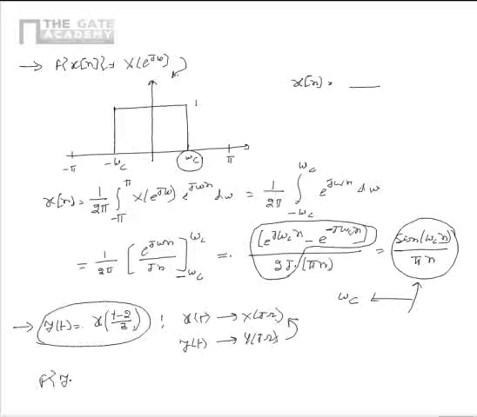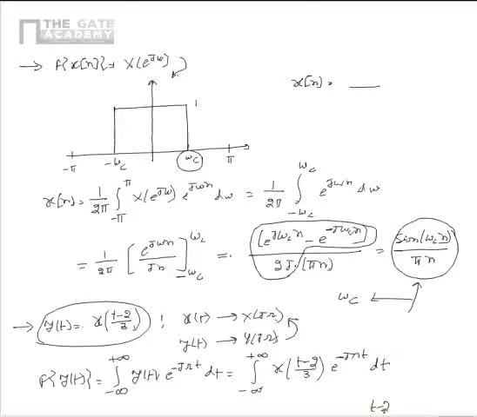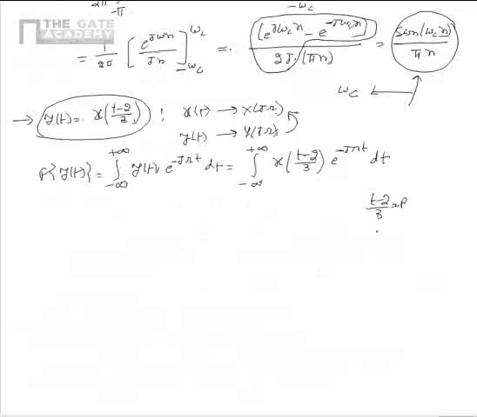So from this we see that the Fourier transform of y of t is equal to integral minus infinity to plus infinity y of t e power minus j omega t dt. This can be simplified as integral minus infinity to plus infinity x of t minus 2 divided by 3 e power minus j omega t dt. So substitute t minus 2 by 3 is equal to p. From this we can write that t is equal to 3p plus 2. Also dt is equal to 3 times dp.